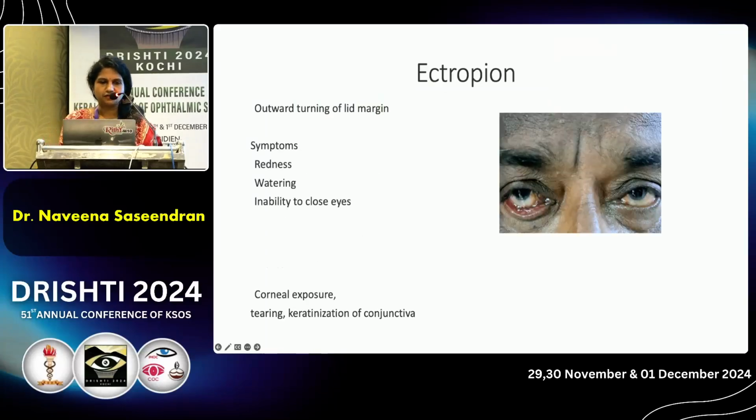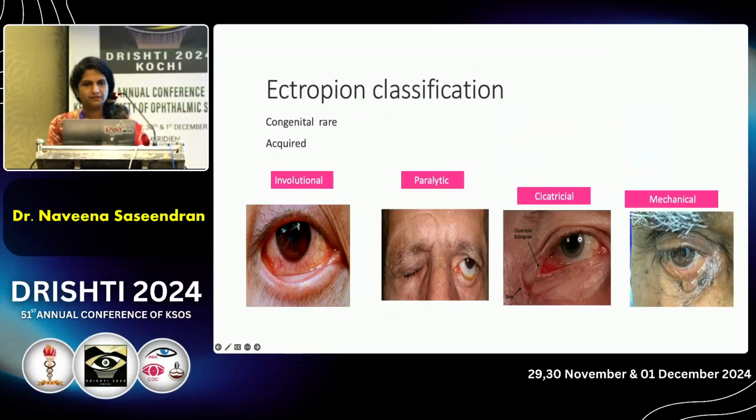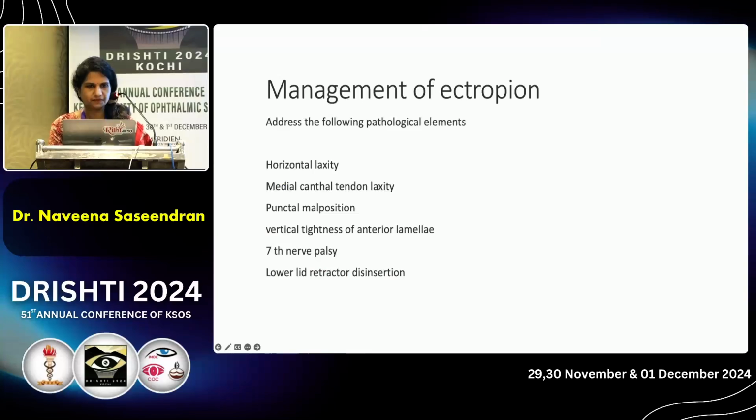Now coming to ectropion. Ectropion is outward turning of the lid margin. The symptoms are similar to entropion, like redness and watering, and there will be inability to close eyes, and there will be associated features of facial nerve palsy if it is a paralytic ectropion. And these features are secondary to corneal exposure, tearing, and keratinization of conjunctiva. Ectropion can be classified as congenital, which is rare, and acquired, which can be involutional, paralytic, cicatricial, and mechanical. So management of ectropion should address the following 6 pathological elements.